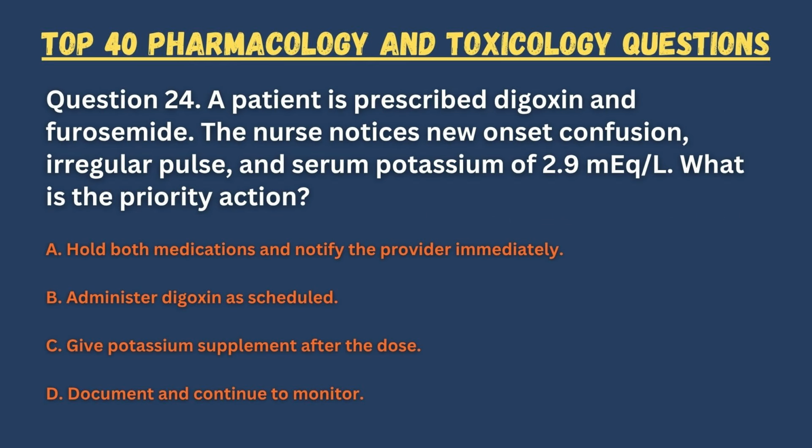Question 24. A patient is prescribed digoxin and furosemide. The nurse notices new onset confusion, irregular pulse, and serum potassium of 2.9 milliequivalents per liter. What is the priority action? A. Hold both medications and notify the provider immediately. B. Administer digoxin as scheduled. C. Give potassium supplement after the dose. D. Document and continue to monitor.